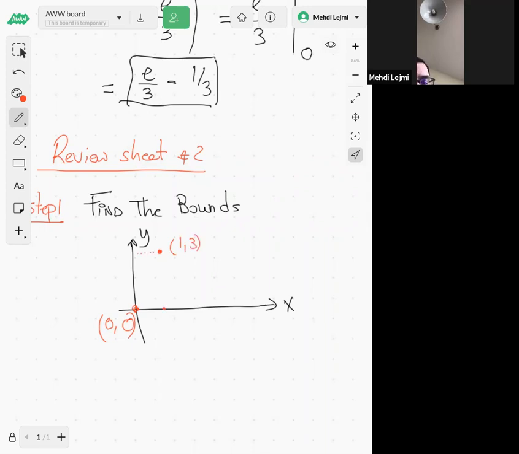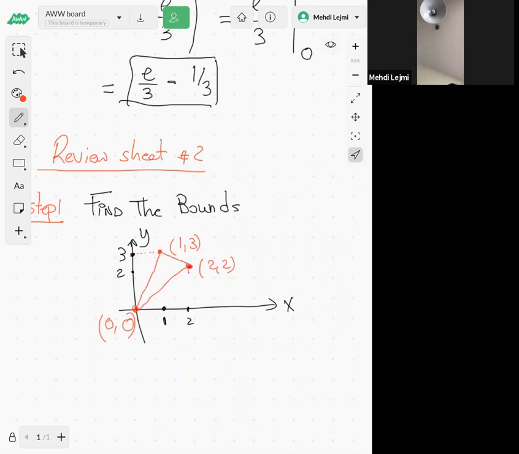Probably I should use a 3. This is 3. This is 1. And I'm going to need 2, 2. So let's say this is 1, 2, and 2, 2, somewhere here. My units are not perfect, but I guess you get the picture. This is 2, 2. And so my triangle would be this one here. All right. So we need to find the bounds.